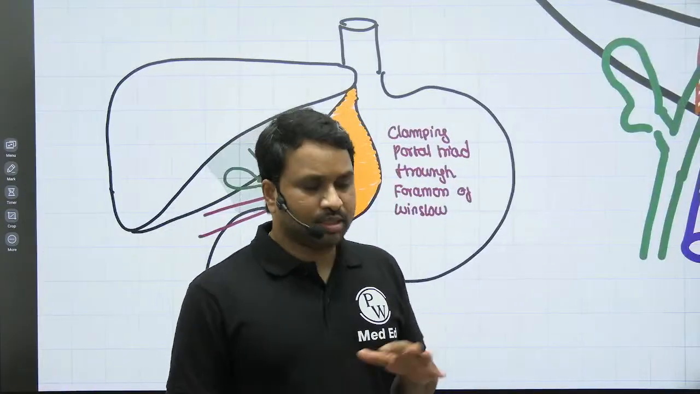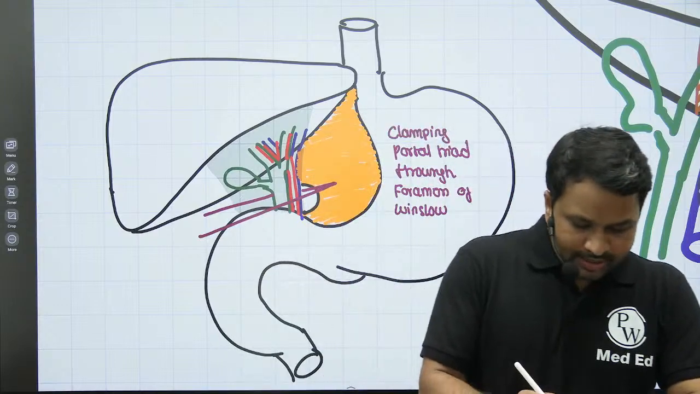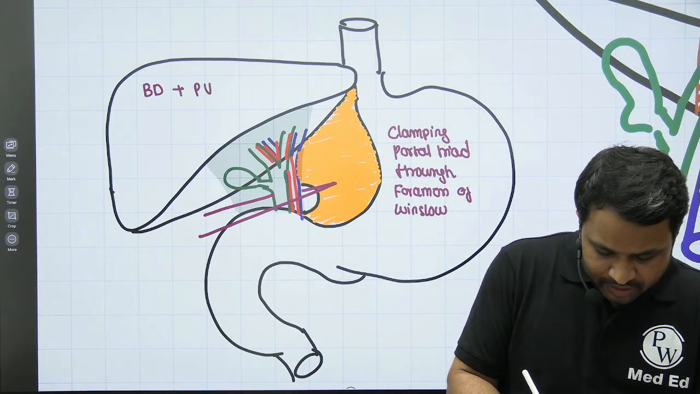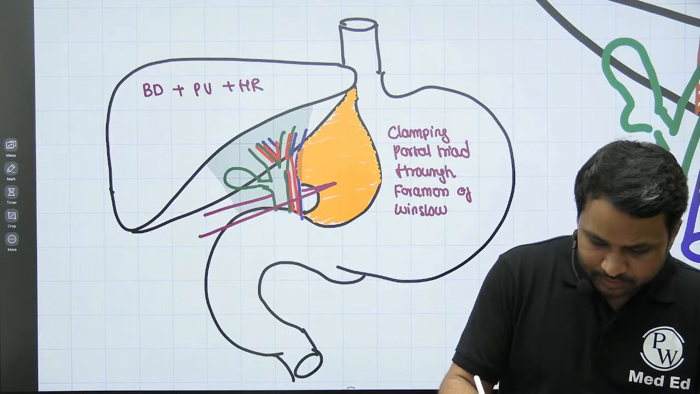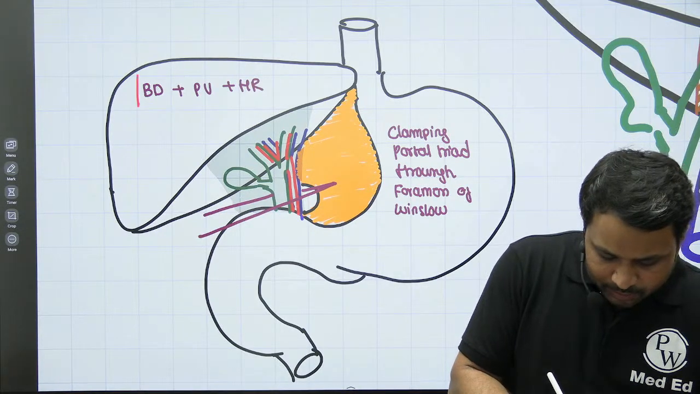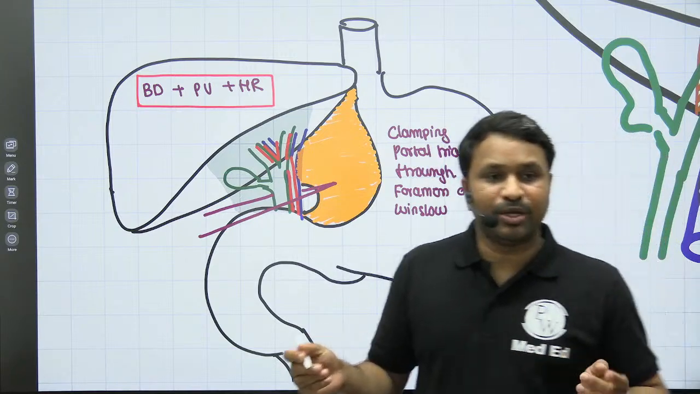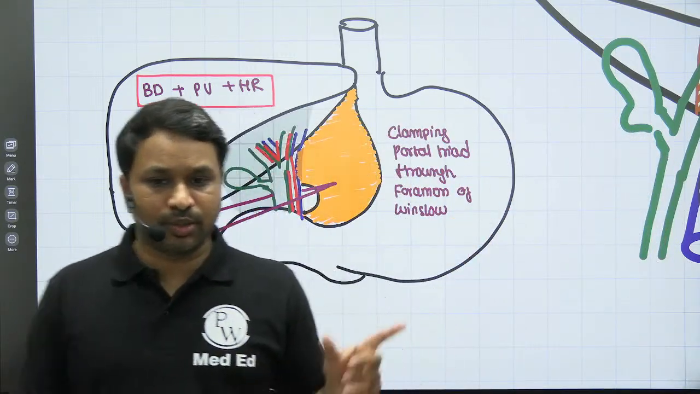So this is what a portal triad is. The portal triad is the combination of bile duct, portal vein as well as hepatic artery. So the bile duct, portal vein and hepatic artery together is what we call the portal triad. So Pringles maneuver करोगे, ये तीन structures जो हैं they are going to get clamped.